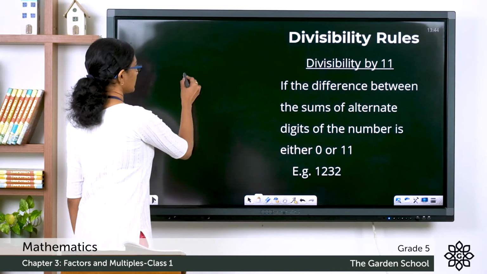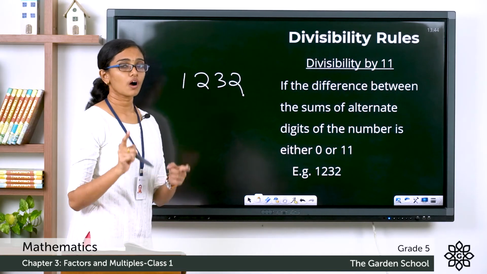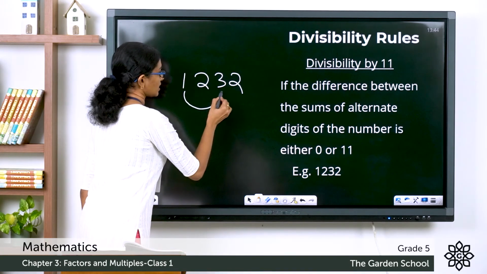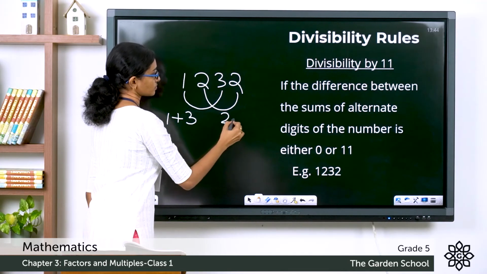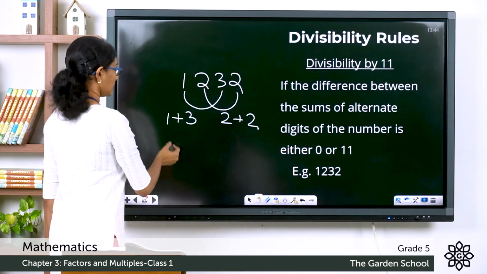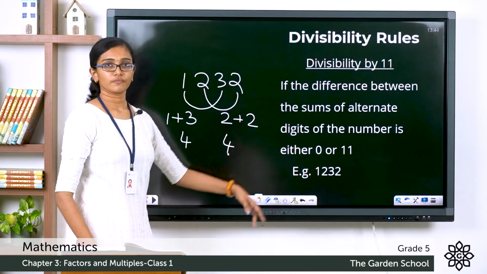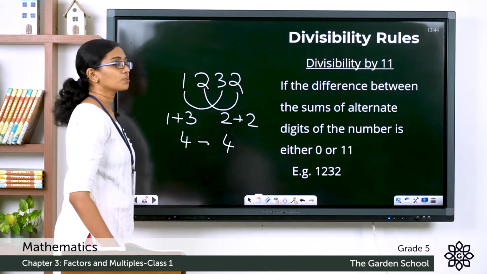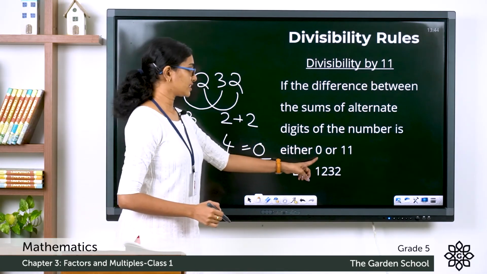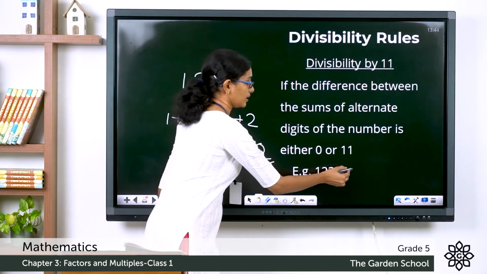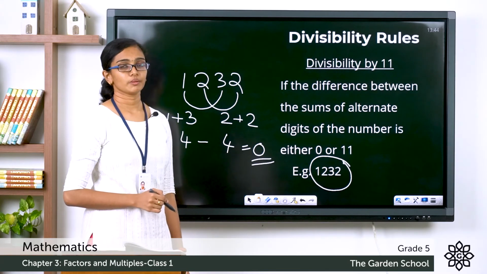You have the number here, an example of 1232. The difference between the sums of alternate digits means these are the alternate digits: 1 and 3, and 2 and 2. The sums of alternate digits: 1 plus 3 is 4, 2 plus 2 is also 4. Difference between the sums of alternate digits, so it's 4 minus 4. What is it? It is 0. So, if that difference is either 0 or 11, then the given number 1232, or any other number, will be divisible by 11.